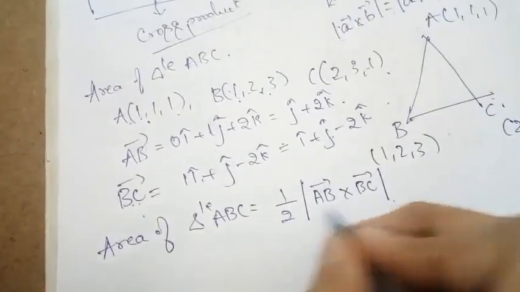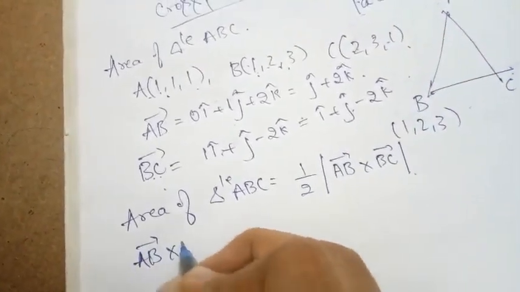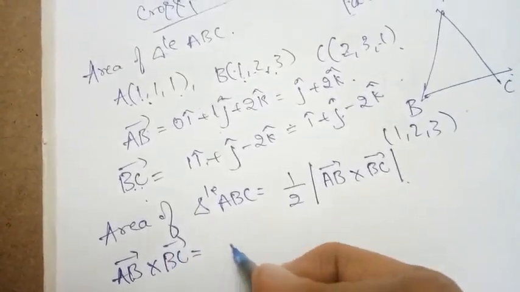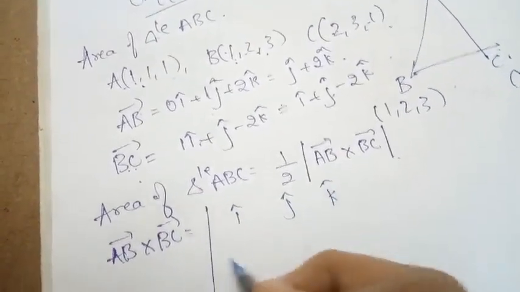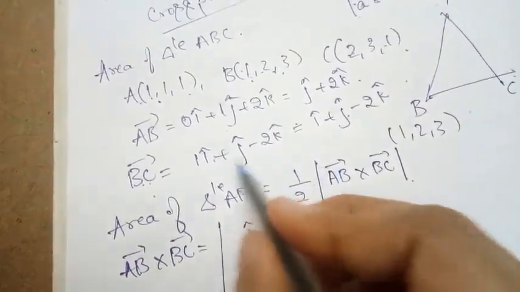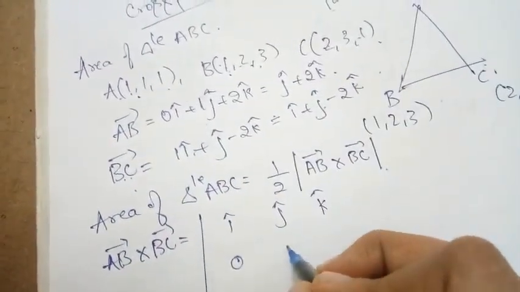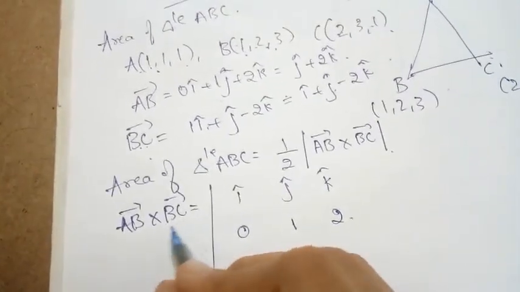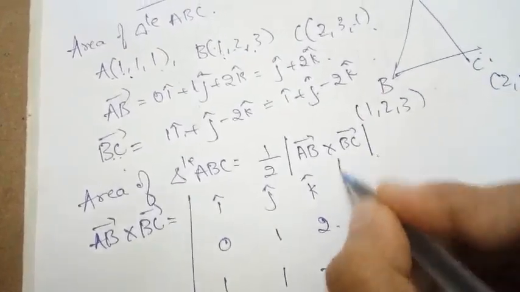So to get the magnitude of this cross product, first let us find what is vector AB cross vector BC. So it is nothing but first row i cap, j cap, k cap. Second row, the components of the first vector, that is the AB vector: 0, 0, 2. What about the third row? Components of the second vector: 1, 1, minus 2.